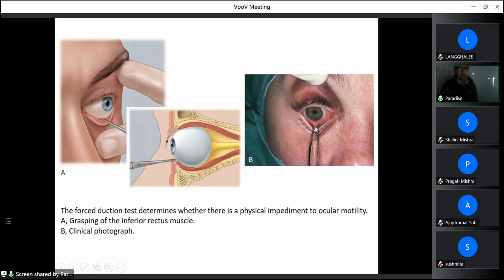If you could not move the eyeball by grasping the inferior rectus muscle, then it indicates that the inferior rectus muscle is entrapped. So this is known as force reduction test, and if you could not move the eyeball, then the force reduction test is positive, or the inferior rectus muscle is entrapped. Then you have to operate. You have to release the inferior rectus muscle, and you have to do orbital floor reconstruction.